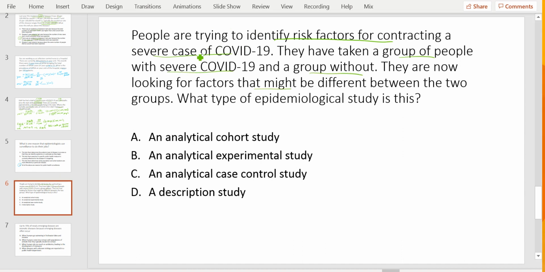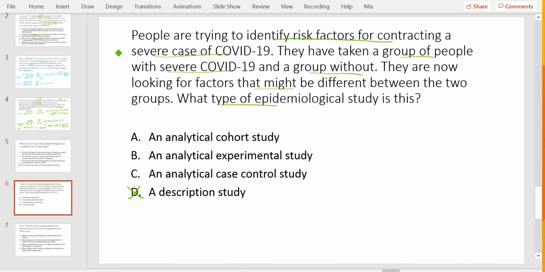And now they're looking for factors that might be different between these two groups. And we want to know what type of study this is. So I just told you it's not a descriptive study because we introduced it as an analytical study. But what type is it? This is one of those things that confuses students sometimes. So we need to see how we've set this up.